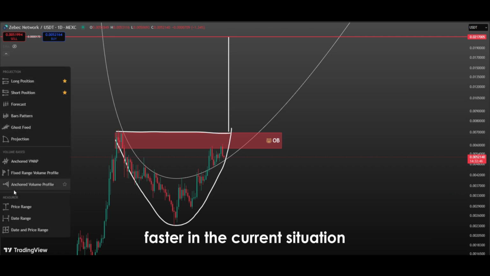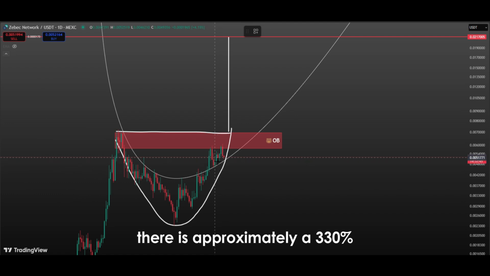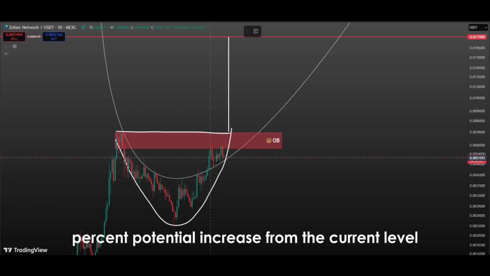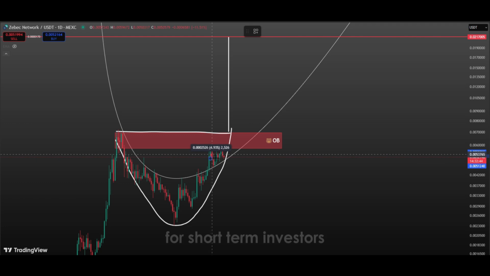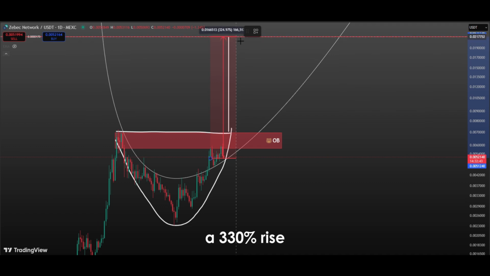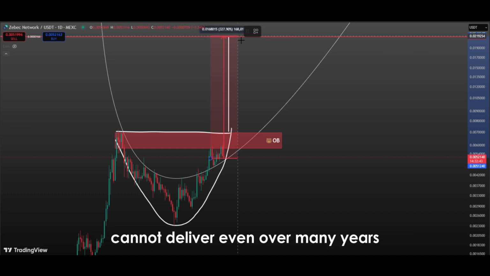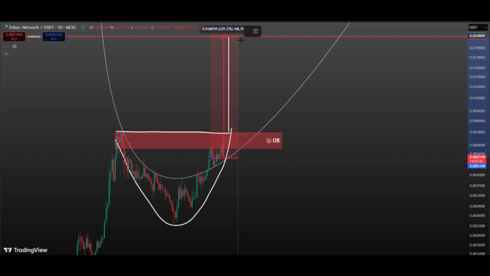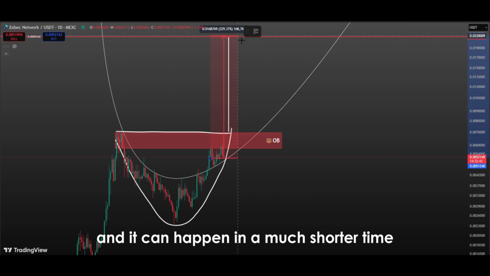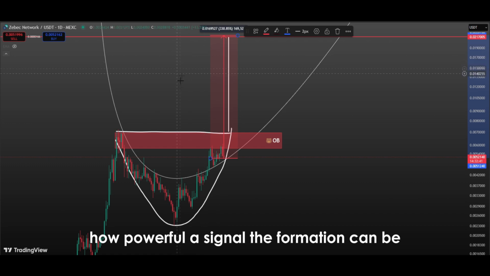In the current situation, when the cup formation breaks, if the price reaches its target, there is approximately a 330% potential increase from the current level. For short-term investors, this represents a highly attractive opportunity. A 330% rise offers returns that many investment instruments cannot deliver even over many years, and it can happen in a much shorter time. This also shows how powerful a signal the formation can be.